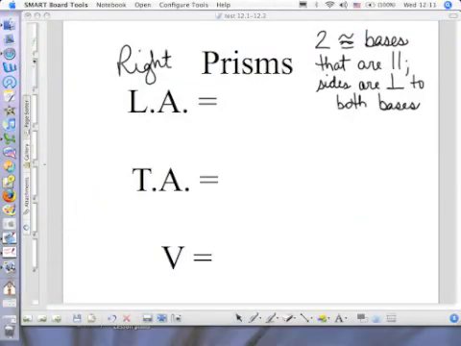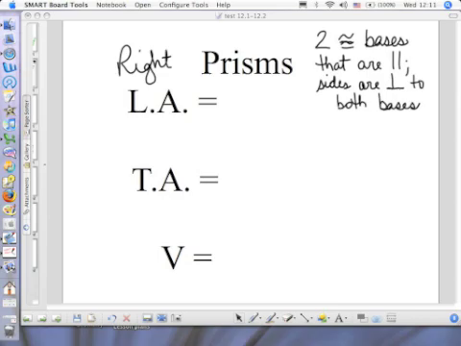This is a review for your test tomorrow on Chapter 12, Sections 1 and 2. The definition of a right prism is an object containing two congruent bases. The bases are parallel to each other, and the sides of the object are perpendicular to both bases.